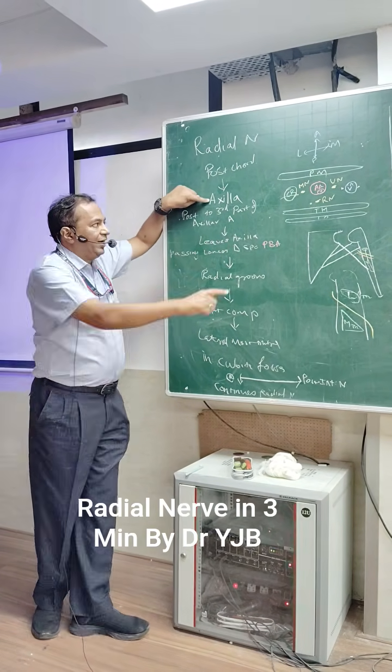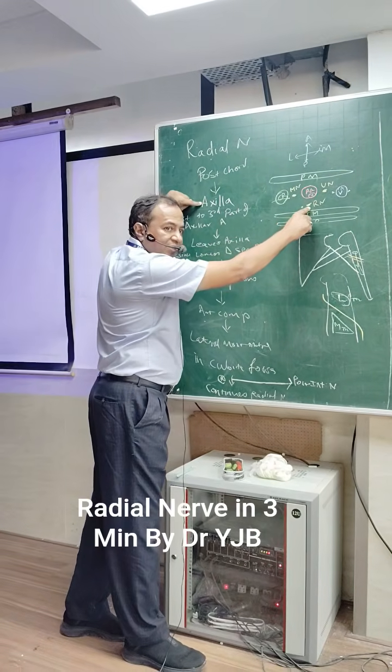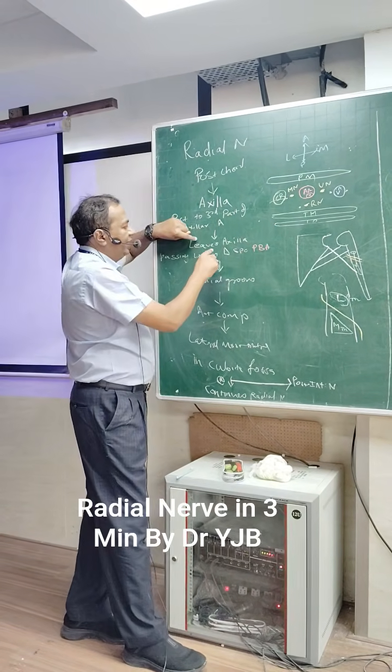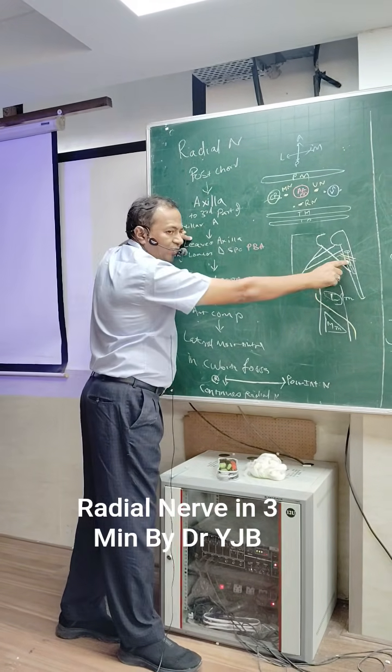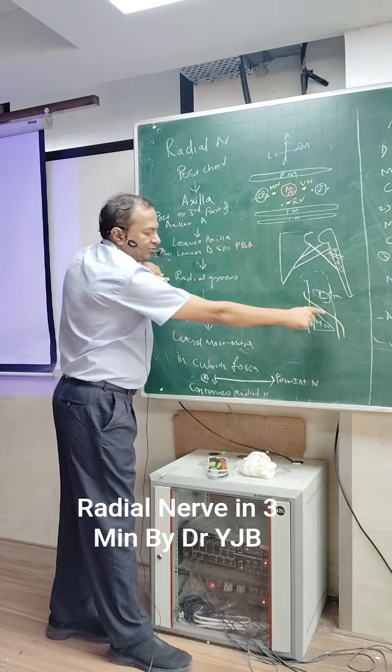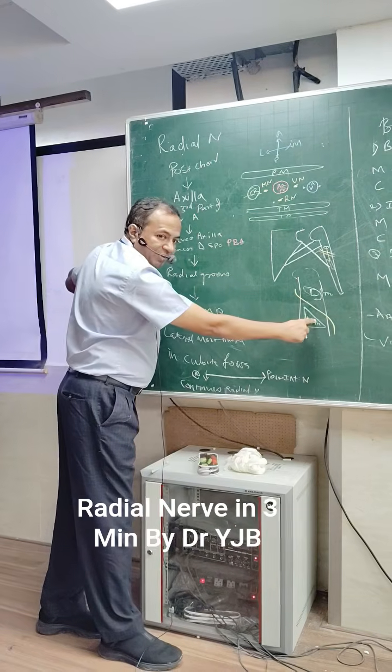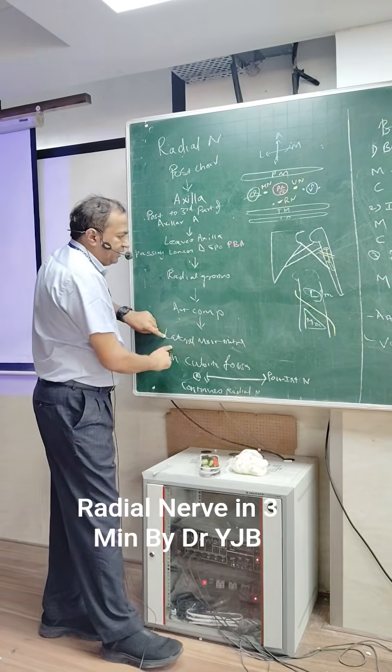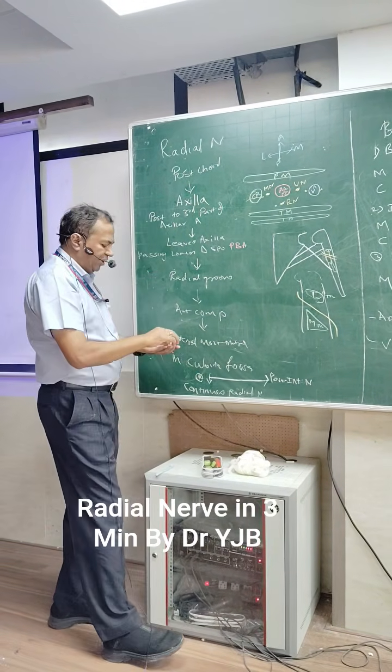In the axilla, it lies behind the third part of the axillary artery. Then it leaves the axilla by passing through the lower triangular space along with the profunda brachii. Then it passes through the radial groove, which lies between the lateral and medial head of the triceps. Then it comes to the cubital fossa.